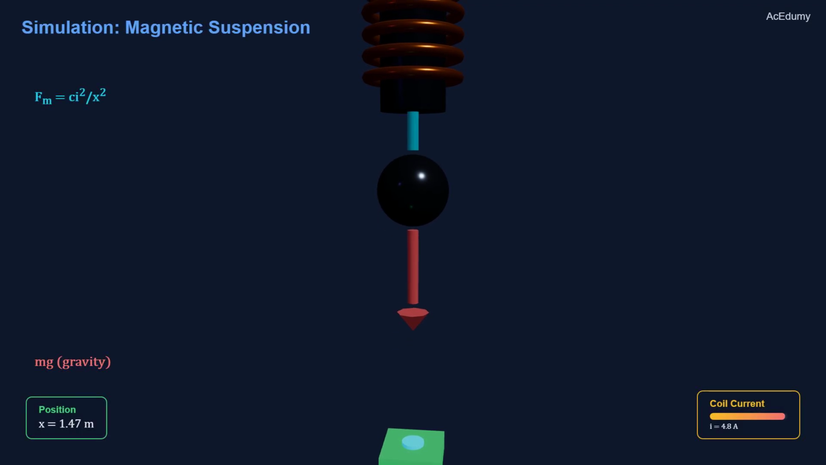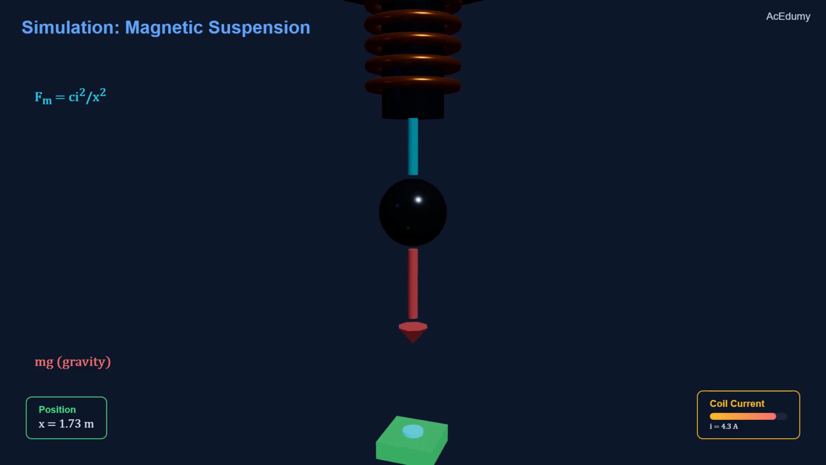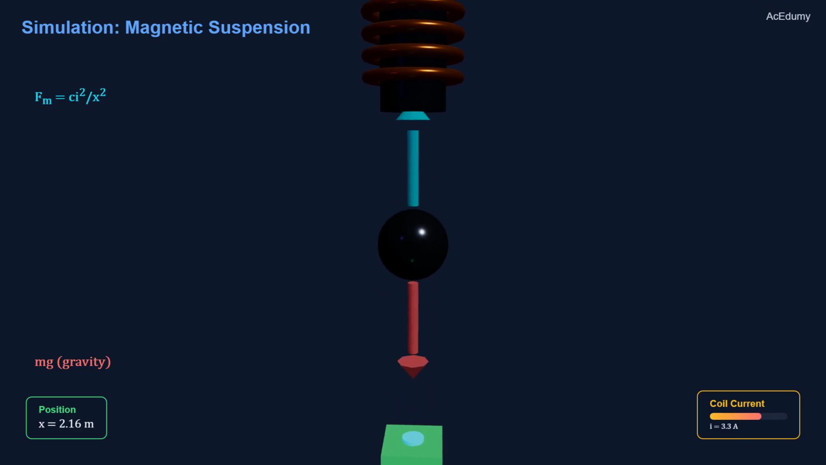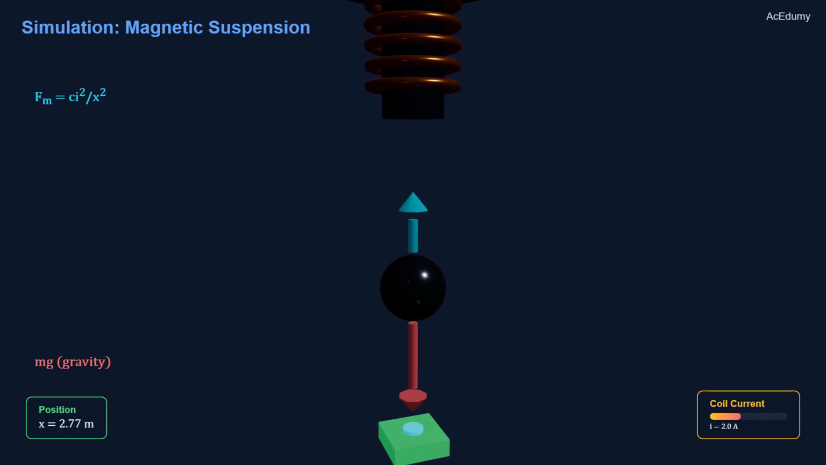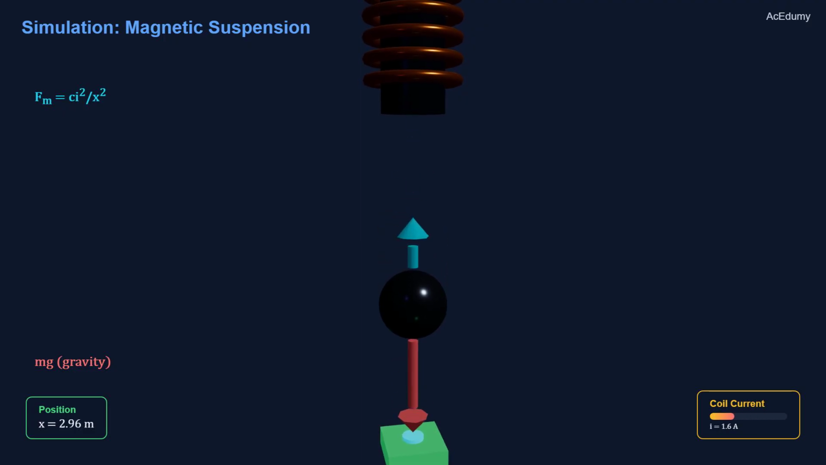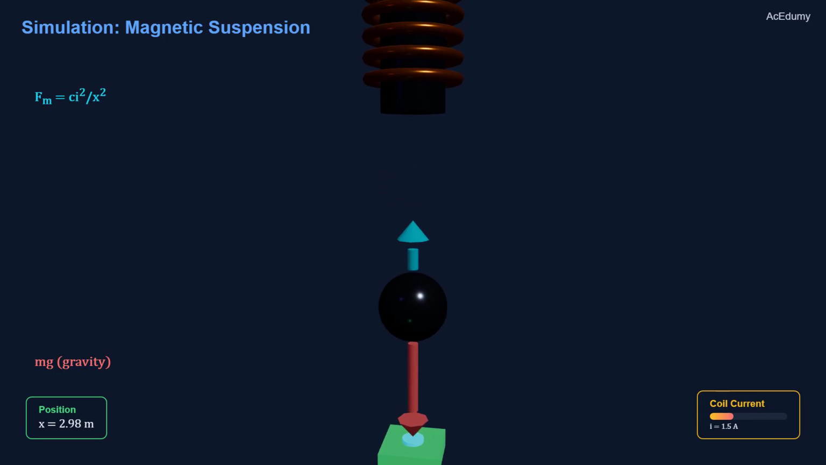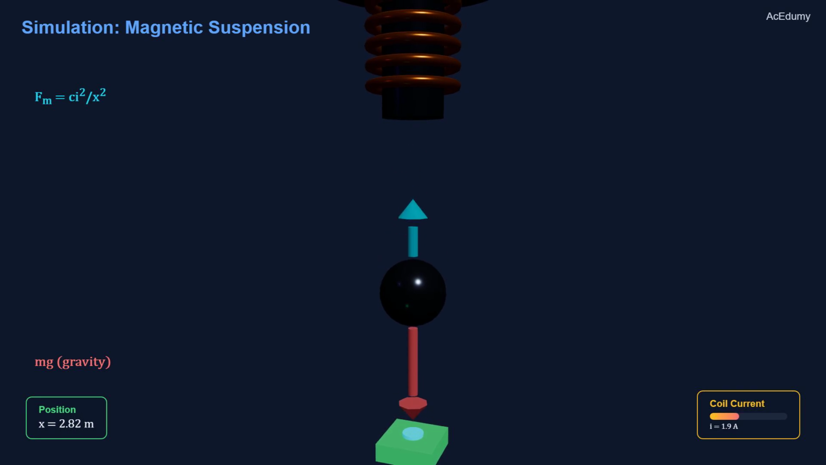Watch the simulation. When we increase the coil current, the magnetic force grows and pulls the sphere upward. When the current decreases, gravity wins and the sphere drops. The key insight is that the force depends on both current squared and position squared. At small gaps, even a small current creates a strong pull. At large gaps, you need much more current. This nonlinear coupling between position and current is what makes magnetic suspension control challenging.